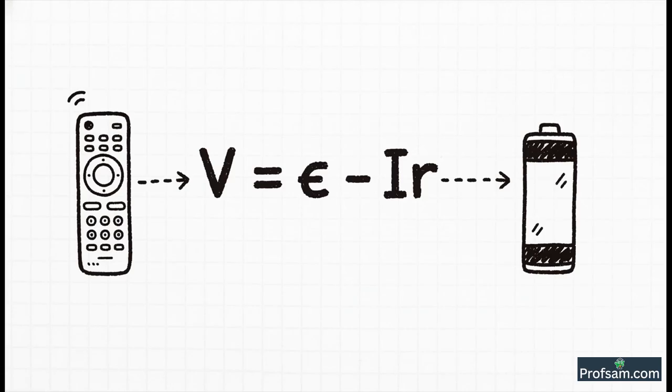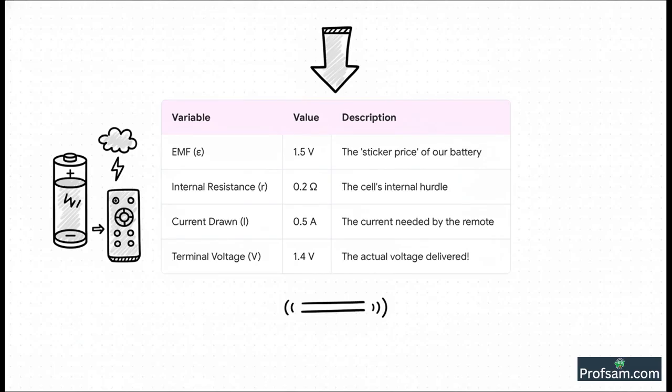So let's finally go back to our first question about the remote control. We can now use our new formula, V equals epsilon minus IR, with some really simple numbers to see exactly what is happening. Let's say our new cell has an EMF, the sticker price, of 1.5 volts. And let's say its internal resistance is a tiny 0.2 ohms. Now, if the remote needs a current of 0.5 amps to work, what's the internal voltage drop? Well, it's I times R, so 0.5 times 0.2, which is 0.1 volts. So the terminal voltage delivered is 1.5 minus that 0.1, and that gives us 1.4 volts. And that's why the 1.5V battery only delivers 1.4 volts to the remote.